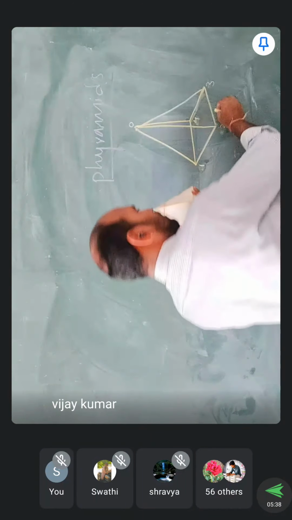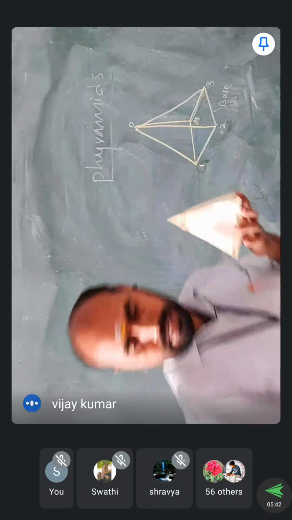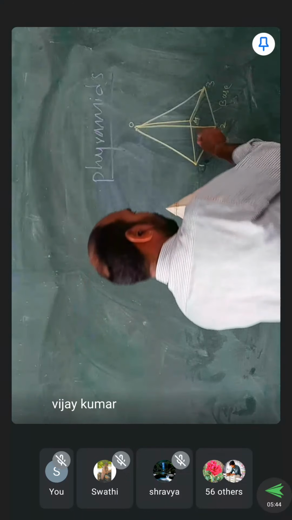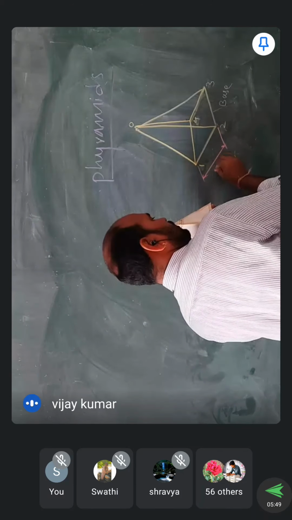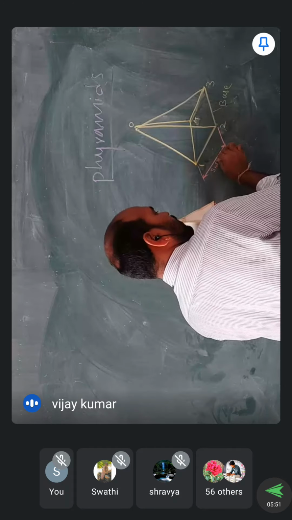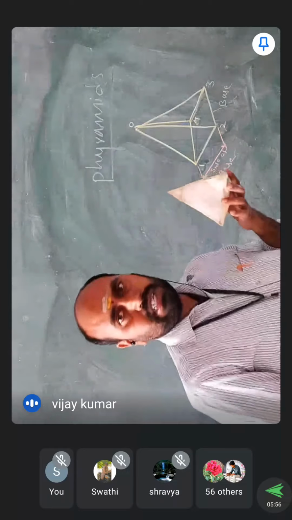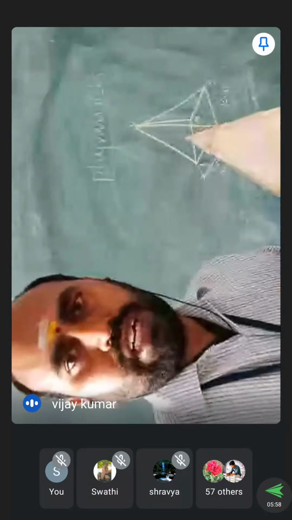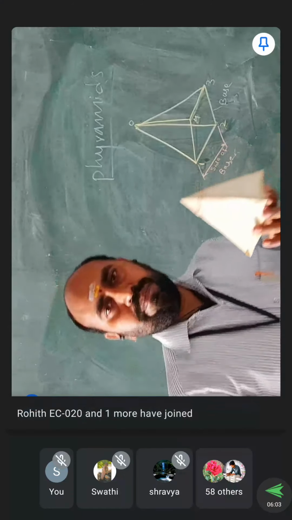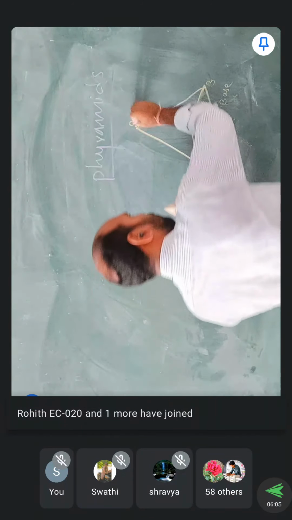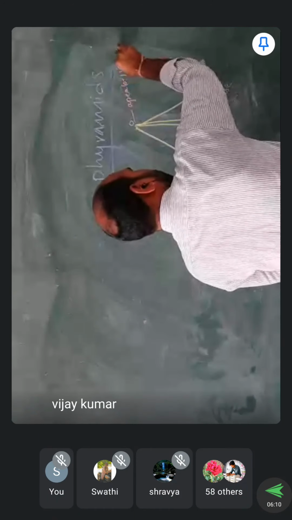So let us see, this is the base, right? And this is the base edge. This is the side of the base. The numbering is given 1, 2, 3, 4, or in some cases it can be given as A, B, C. And this point is the apex or vertex.